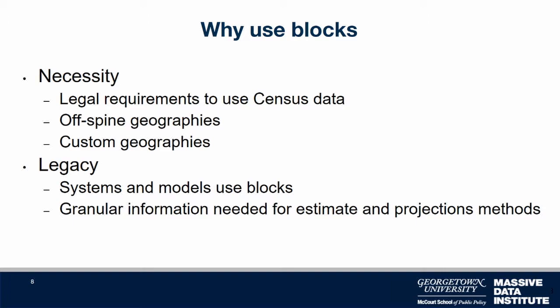There are also legacy issues. A lot of the discussion about changing the disclosure avoidance system for the 2020 census happened pretty late in the cycle. So you have demographers who already have systems, models, and code that expect these geographies, and they had made it all the way through the decade without any indication that that wasn't going to happen this time. Now they're trying to figure out how they can get the granular information they need for their estimates and projections, if there is going to be a change in the accuracy of the information they are given to work with.